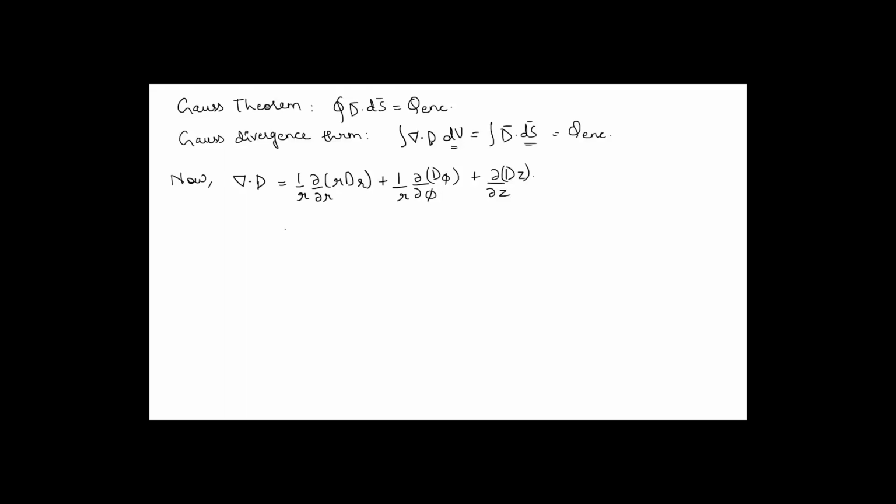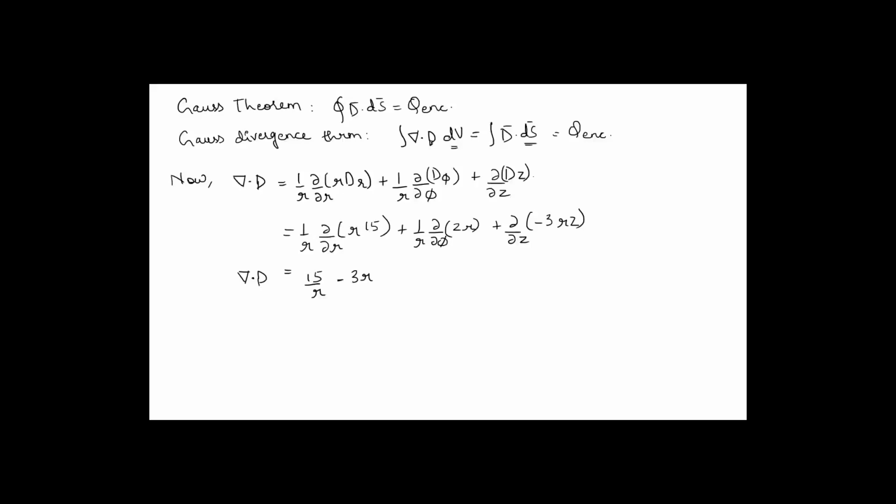So now putting in the values, we get 1 by r dou by dou r of r into 15, plus 1 by r dou by dou phi of 2r, plus dou by dou z of minus 3rz. This is given as 15 by r minus 3r. So this is the value of del dot D which we have found.